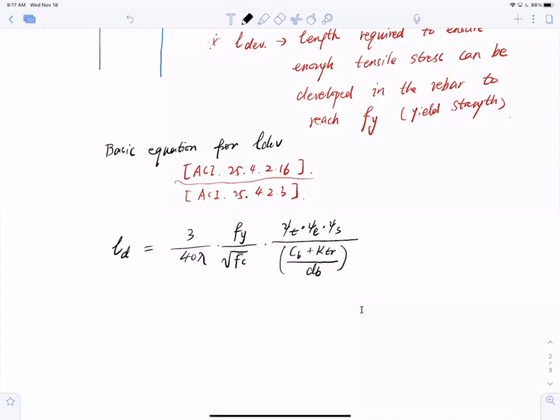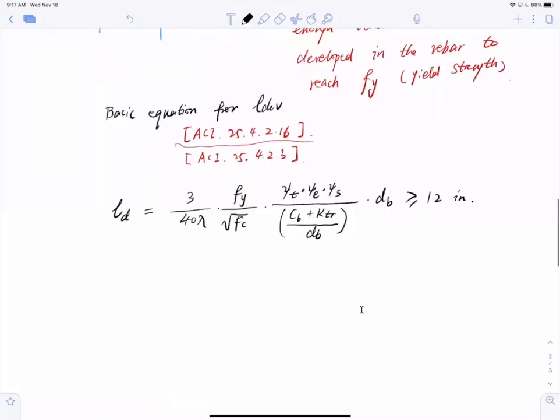And these three multiply dB, which is the bar diameter, and you have to ensure that this is bigger or equal than 12 inches by code. And I remind you that this is code 14.